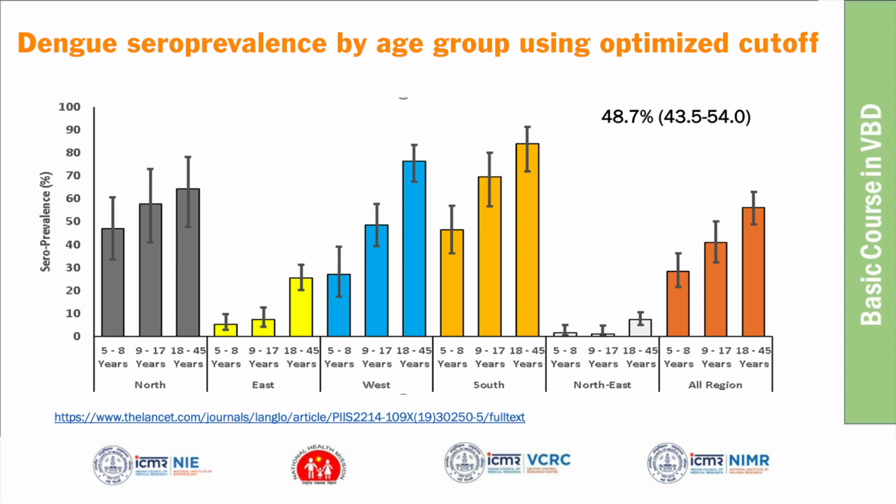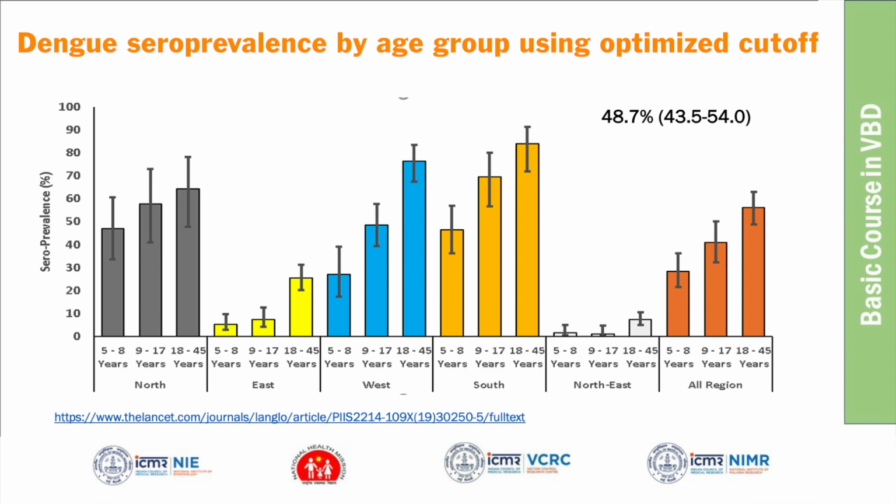So one of the key findings from the study is the seroprevalence was very low in which regions? Seroprevalence was lowest in which region? Northeast. Yeah, northeast. In the northeast region, we found it very low. Also, the eastern region also had a low seroprevalence.